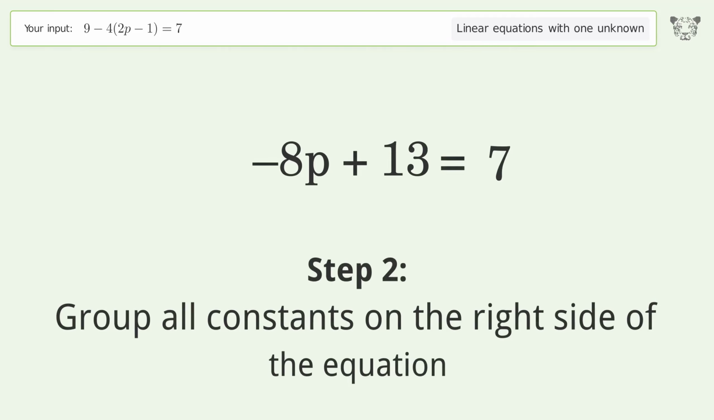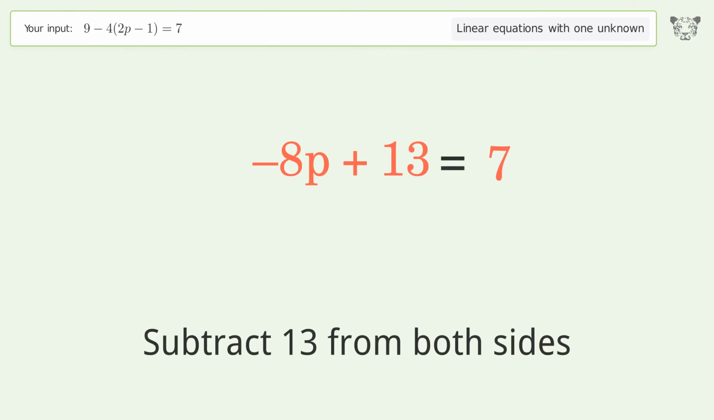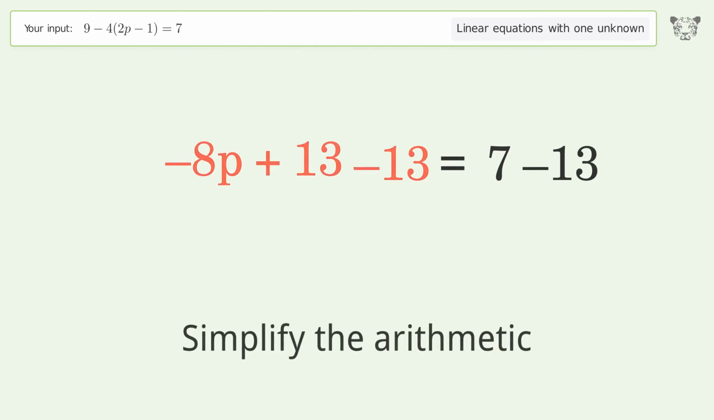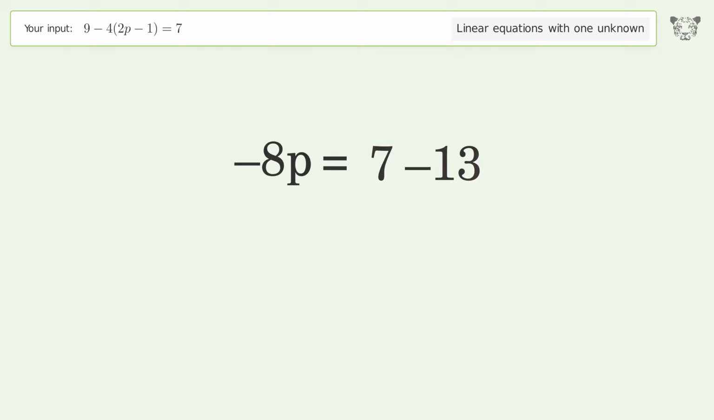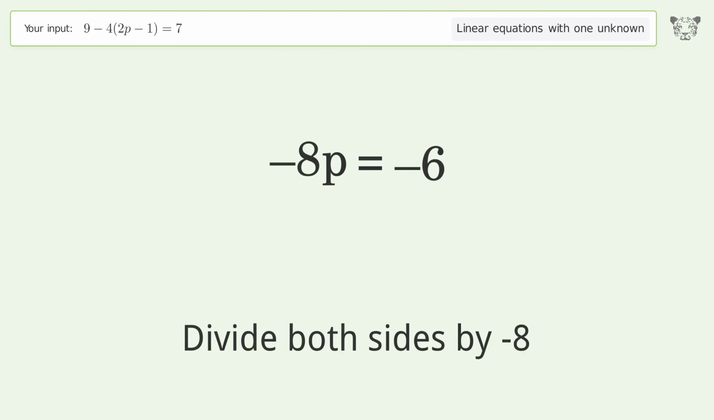Group all constants on the right side of the equation. Subtract 13 from both sides. Simplify the arithmetic. Isolate the p. Divide both sides by -8.